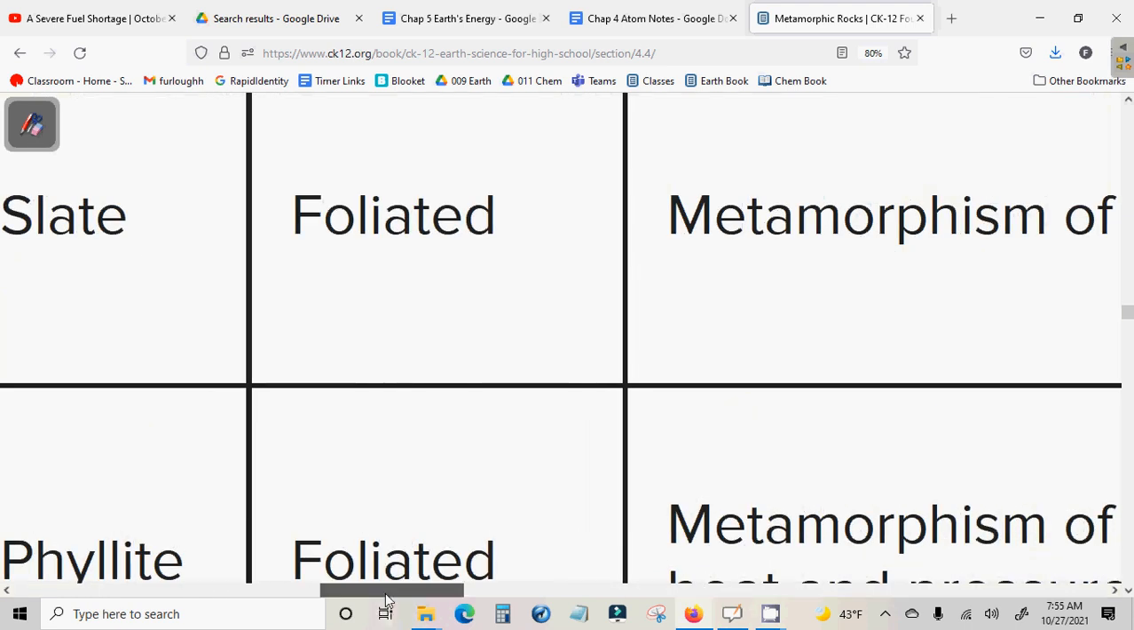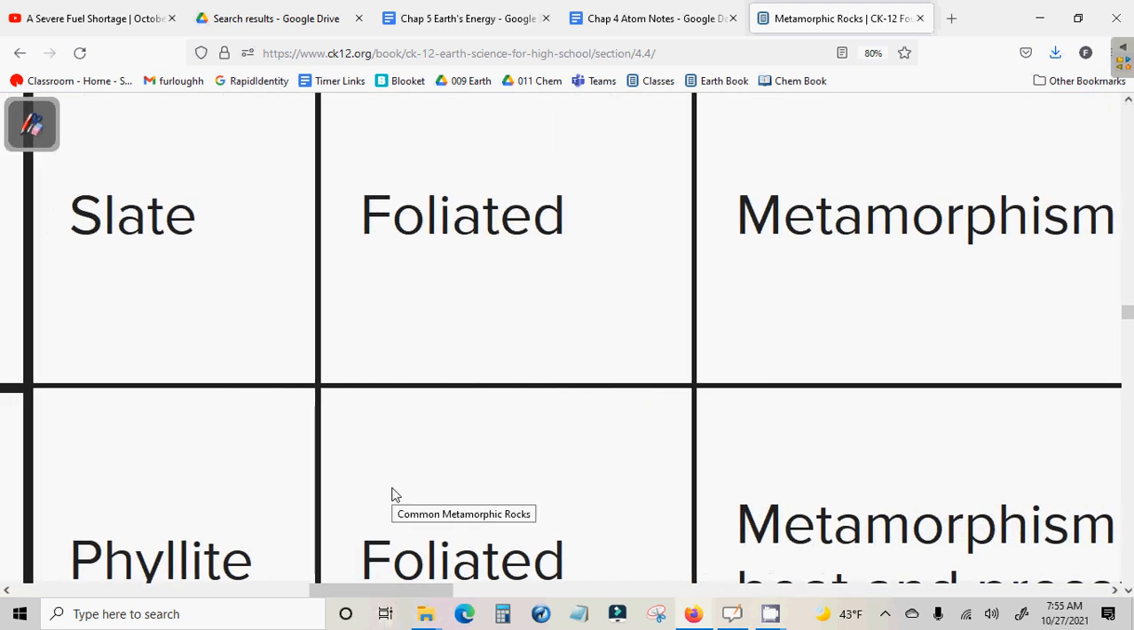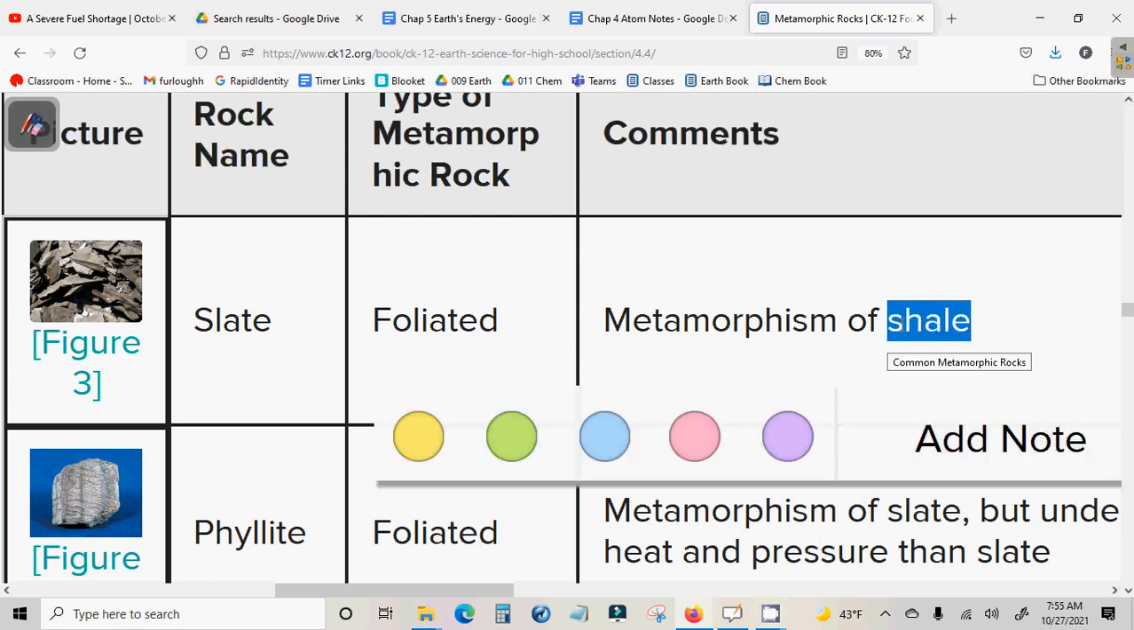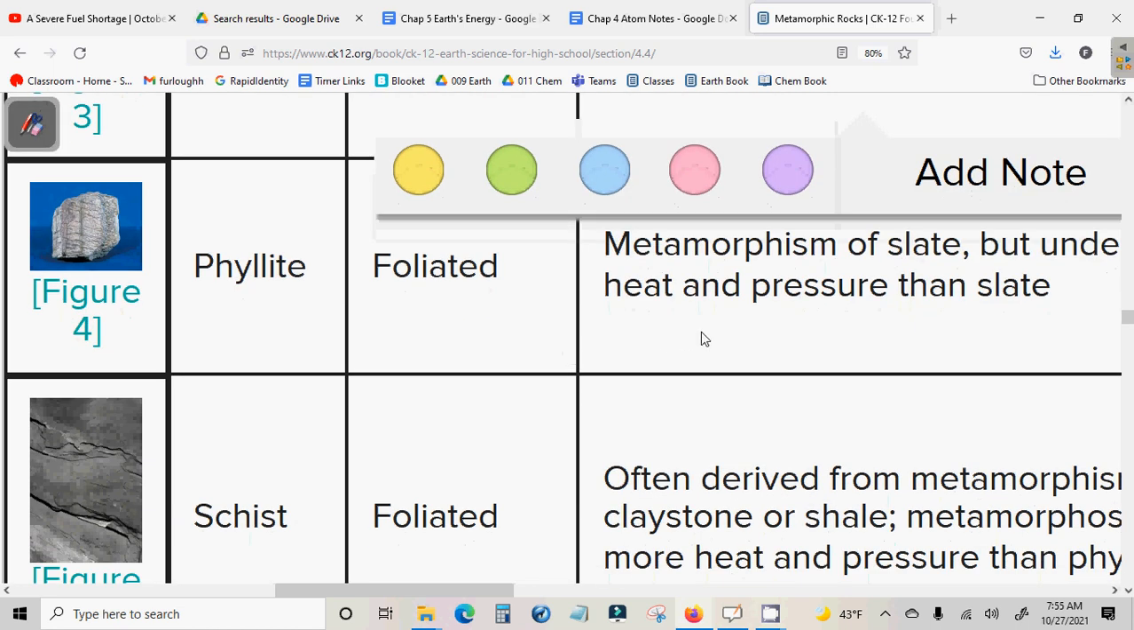So this chart is actually pretty useful. It gives you the name of the rock. So this is a sedimentary rock, shale. And when it metamorphoses, we call it slate, and it's foliated because the minerals are realigned into layers. Slate can also be metamorphosed, and it becomes phyllite.